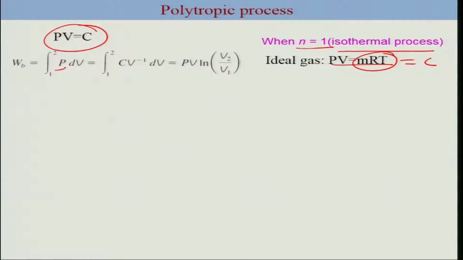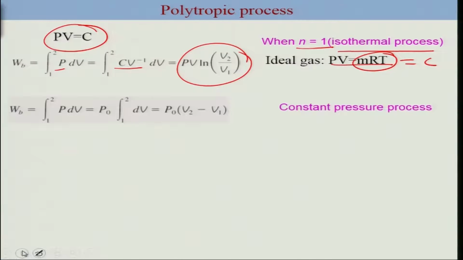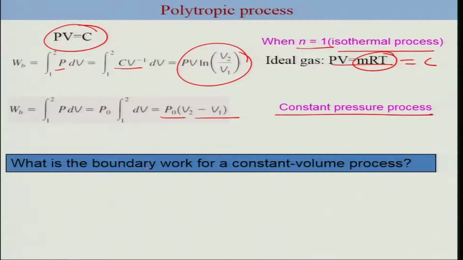So you can replace P in the boundary work expression by C V to the power minus 1, and this will lead to this expression for the case of n equal to 1. And similarly, you can also find out the boundary work for a constant pressure process, and this would be simply P0 (V2 minus V1). And what about the boundary work for a constant volume process? Now considering the boundary work where dV is not changing, it should be 0.